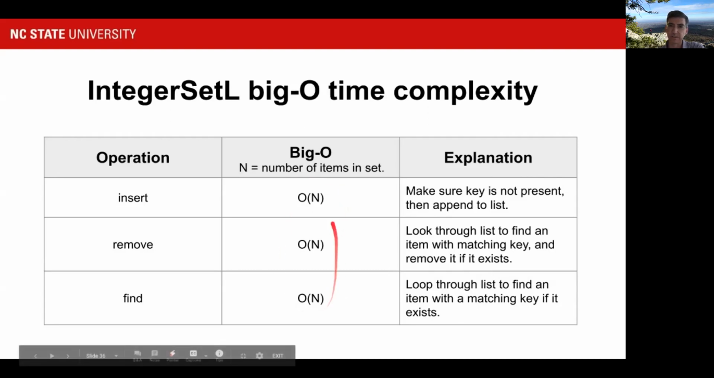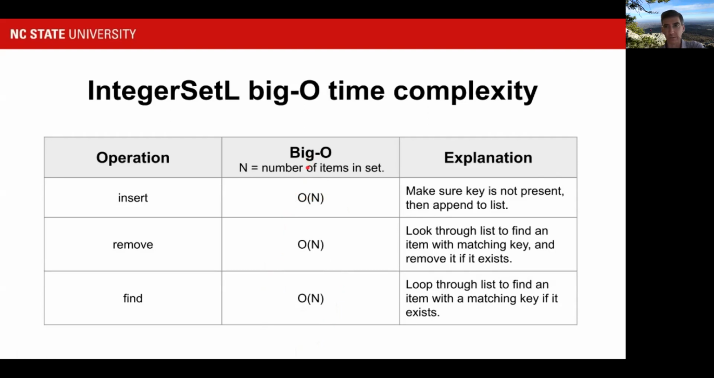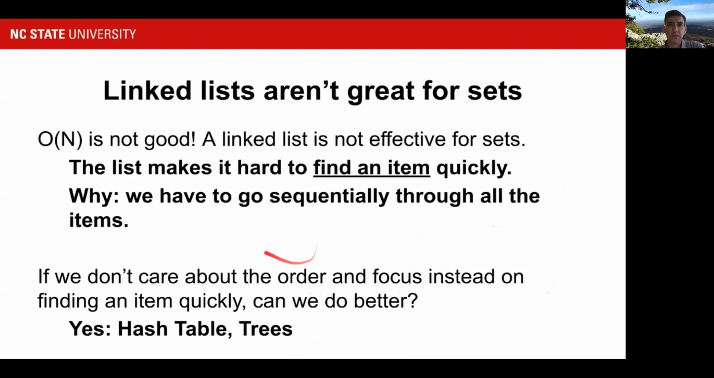So we look up and down this column and we see order n everywhere. Okay, this is really horrendous. This is a very inefficient set implementation. We can easily implement a set using the list, but given that all these operations are taking big O of n time, it turns out this is not a good way to go about it. Okay, so linked lists aren't great for sets. O of n is good for some things, but it's not good for a set.